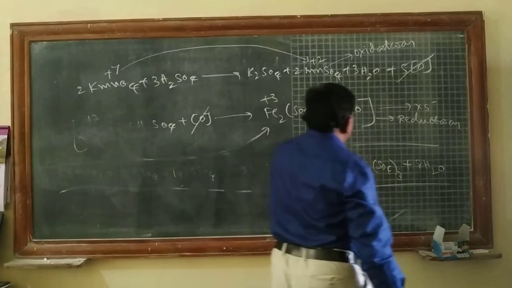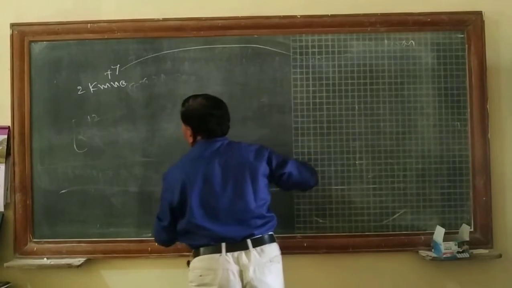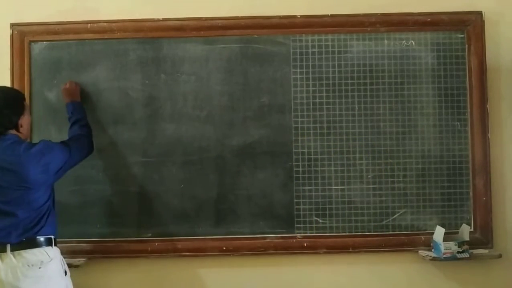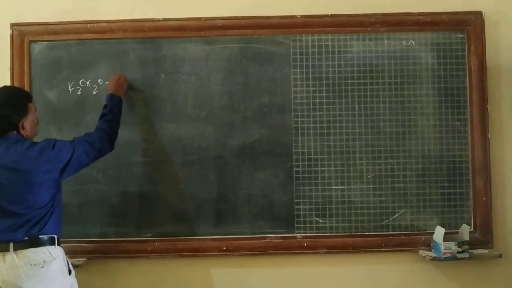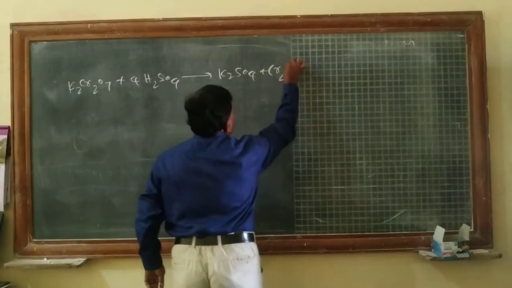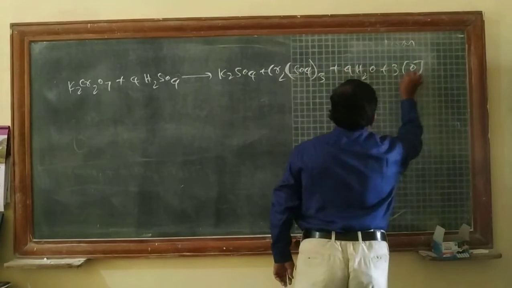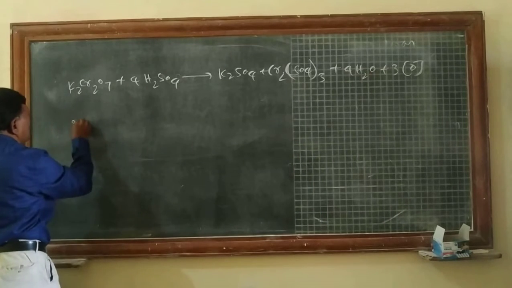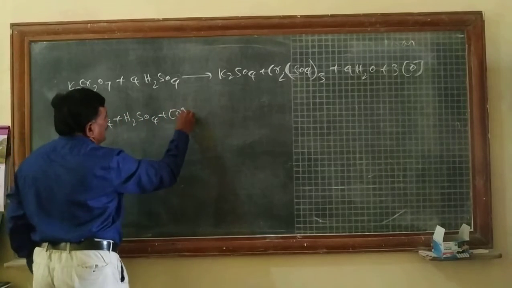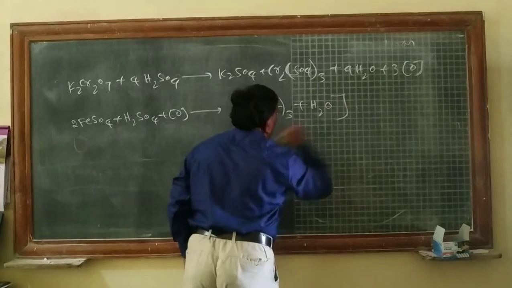Then the second one is when acidified potassium dichromate K2Cr2O7 plus H2SO4 gives rise to K2SO4 plus Cr2(SO4)3 plus 4H2O plus 3 nascent oxygen atoms. Next, the same reaction: FeSO4 plus H2SO4 plus the nascent oxygen atoms form the compound Fe2(SO4)3, and H2O is liberated.